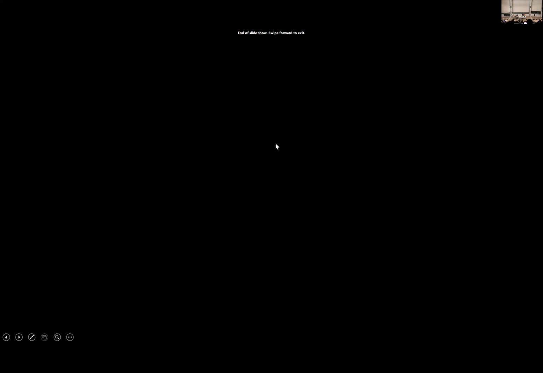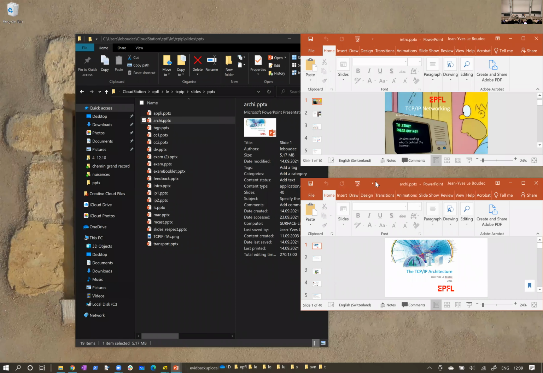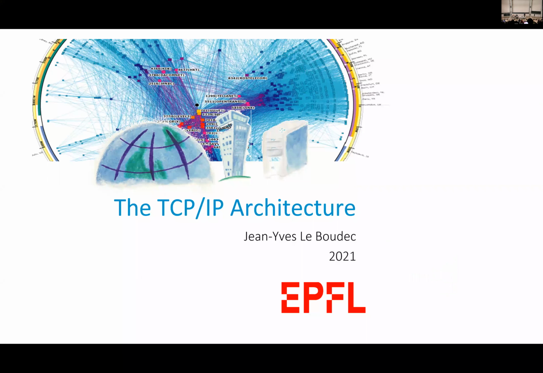Good. Then we move on to the very first lecture. So we start with easy things, so that one will go fairly fast. That's what I call the TCP-IP architecture. That means we will cover practically everything in one or two hours. But we do this because by nature, we need to have the global picture first.